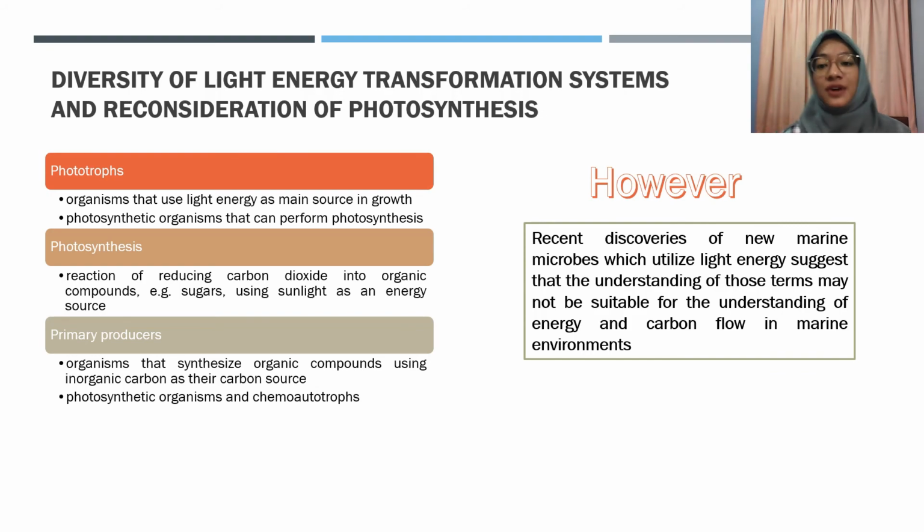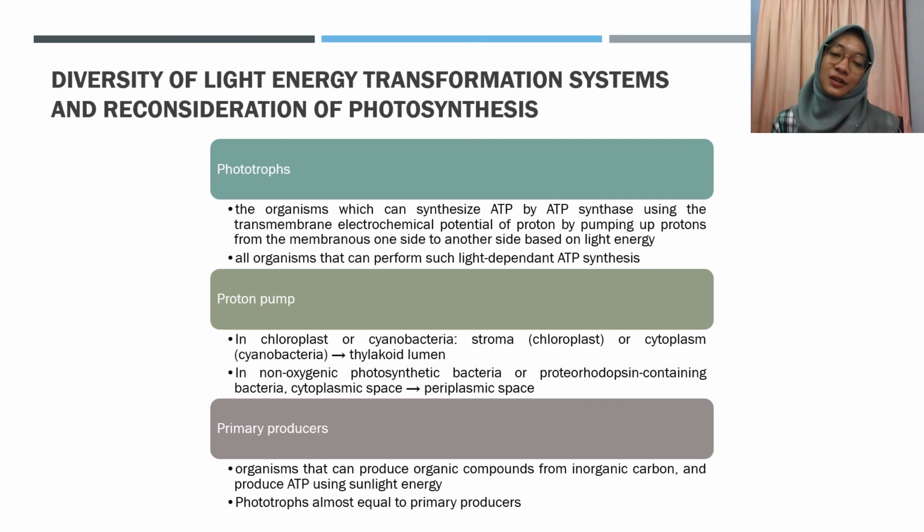However, recent discoveries of new marine microbes which utilize light energy suggest that the understanding of these terms might not be suitable for the understanding of energy and carbon flow in marine environments. Based on my previous explanation, we can come to the conclusion that these terms actually have a more complex definition. Phototrophs are organisms which can synthesize ATP by ATP synthase using the transmembrane electrochemical potential of protons, pumped from one side of the membrane to the other based on light energy. And lastly, primary producers are organisms that can produce organic compounds from inorganic carbon and produce ATP using sunlight energy.